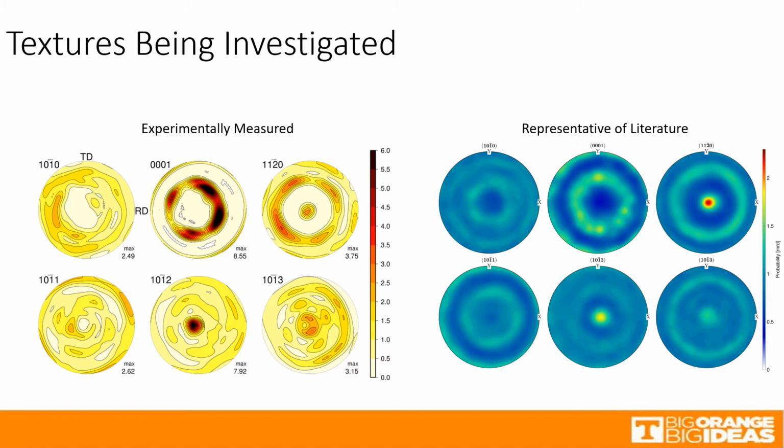As this is a stronger texture than we were expecting, we also generated another grain set, shown on the right, using literature that has similar texture features but lower intensity. The response of both grain sets will be discussed. I will first discuss the modeling of the experimental data using the strong texture set.